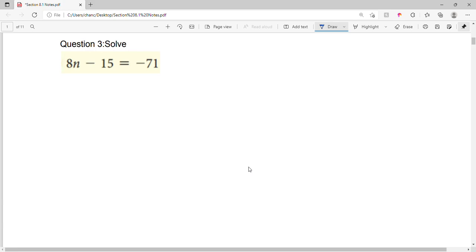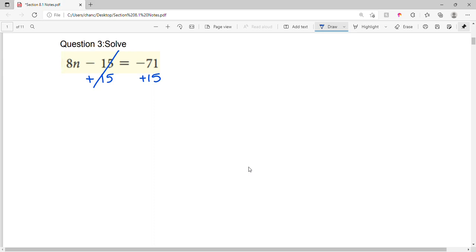Question 3, we'll solve for n again. We have 8n minus 15 equals negative 71. Again, I want to isolate that n. So focus on that negative 15. Get the n by itself and all of the numbers on the other side. So let's think, what's the opposite of subtracting 15? Well, that's adding 15. I'm going to add 15 to both sides of the equation.